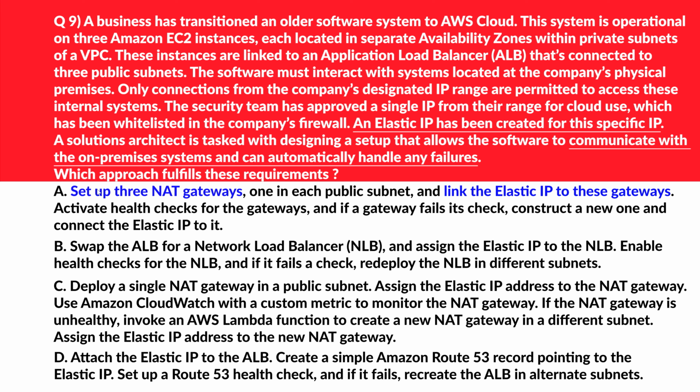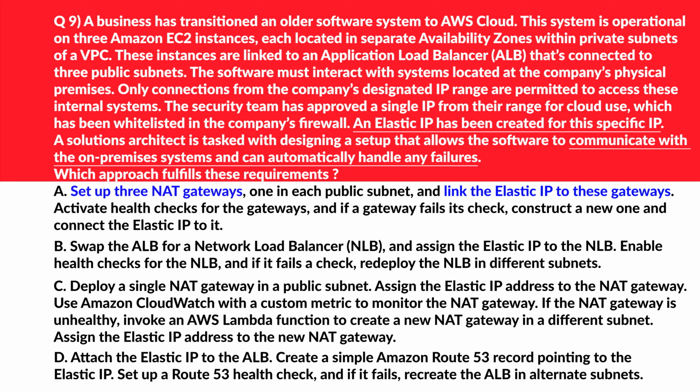So we'll first look at option A. Option A says, if we look at the first line, set up 3 NAT gateways. We know that deploying 3 NAT gateways is unnecessary and costly. Second, the most important thing is it's costly.